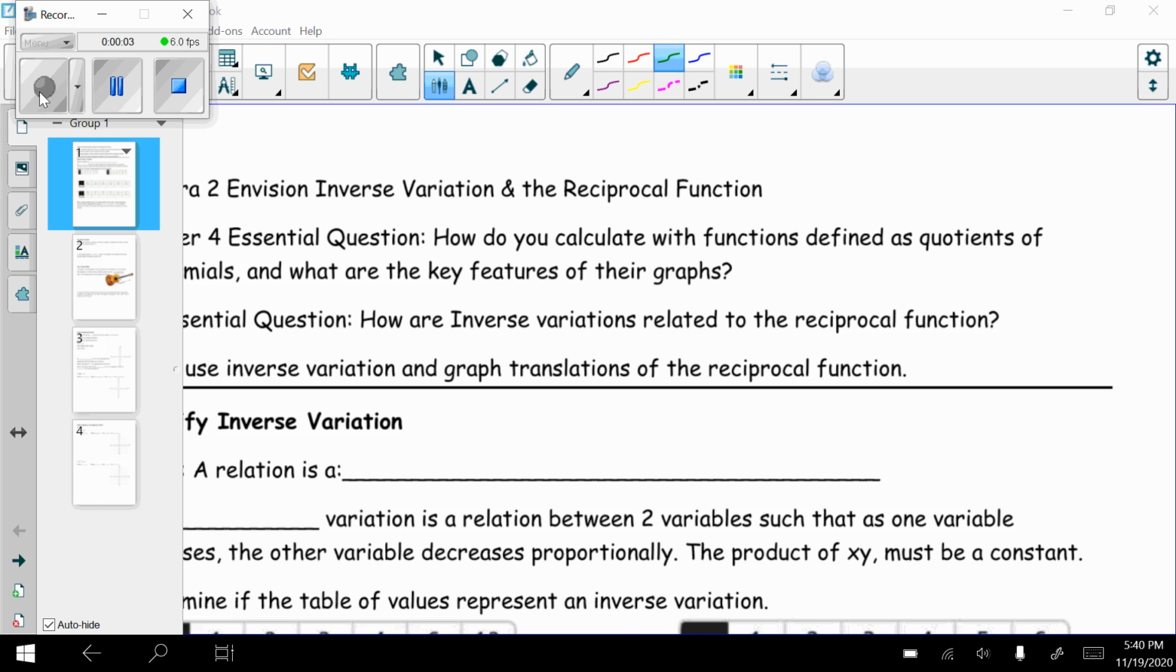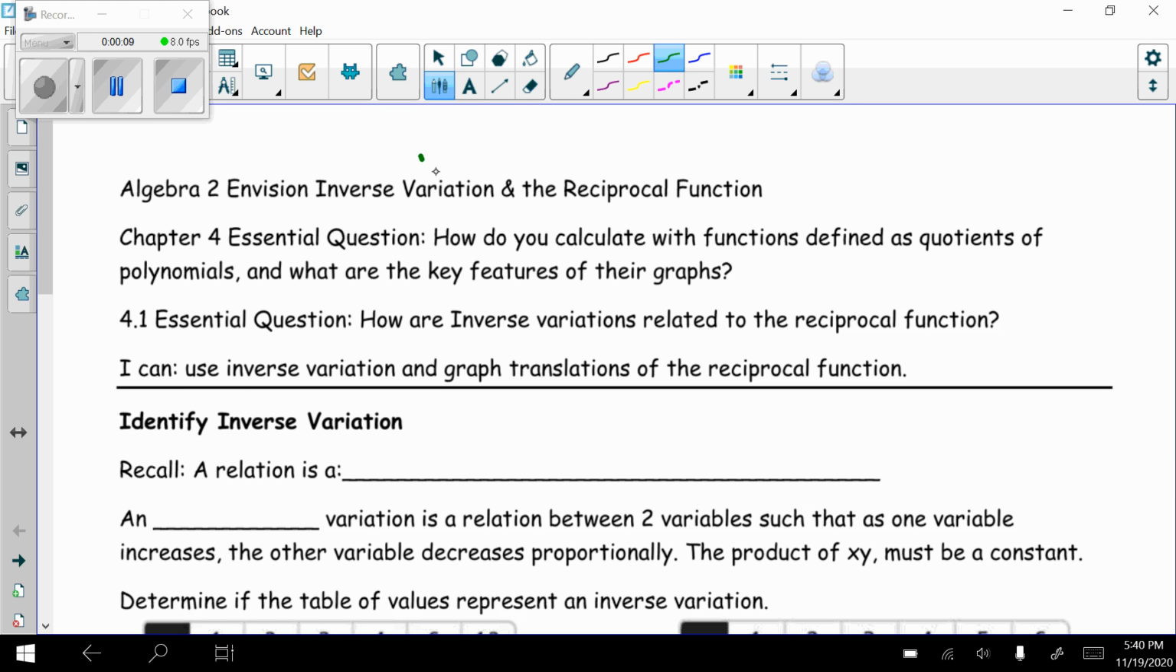All right, today in Algebra 2, we're going to look at inverse variation and the reciprocal function. So we're starting Chapter 4. Our essential question for Chapter 4: how do you calculate with functions defined as quotients of polynomials, and what are the key features of their graphs?